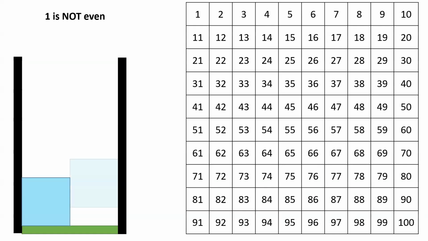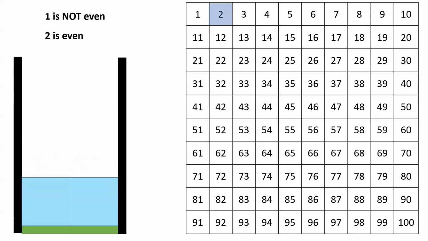But if we add a second one, what happens? We can see now, he can walk easily from one side to the other. So how many squares do we have there? We have 2 of them. So 2 is even. So we can shade that.